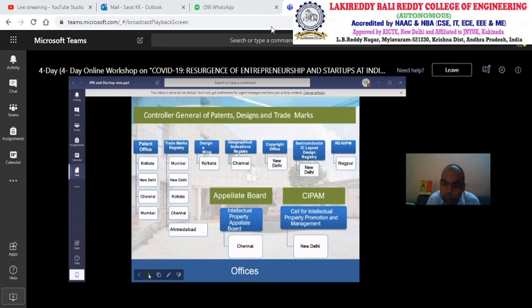For promotion of intellectual property and awareness, we also have an office known as CIPAM, the Cell for IPR Promotion and Management, situated in New Delhi. Basically, these are all the offices working cordially as a team for the protection of intellectual property rights throughout the country within their jurisdictions.